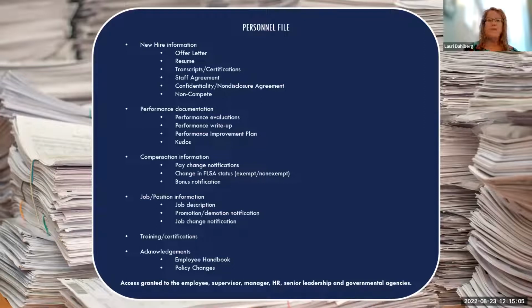You can also put a copy of their resume, their transcripts, or any certifications that they may have submitted to demonstrate that they have the education to be qualified for the job. You may have an employee agreement, an employment agreement, a staff agreement, some sort of legal document that you provide to your new hires. If you do provide that, that would go in the personnel file, along with things like confidentiality agreements, non-disclosure agreements, non-compete agreements, if you're in states where those are enforceable. All of that would go into the personnel file.